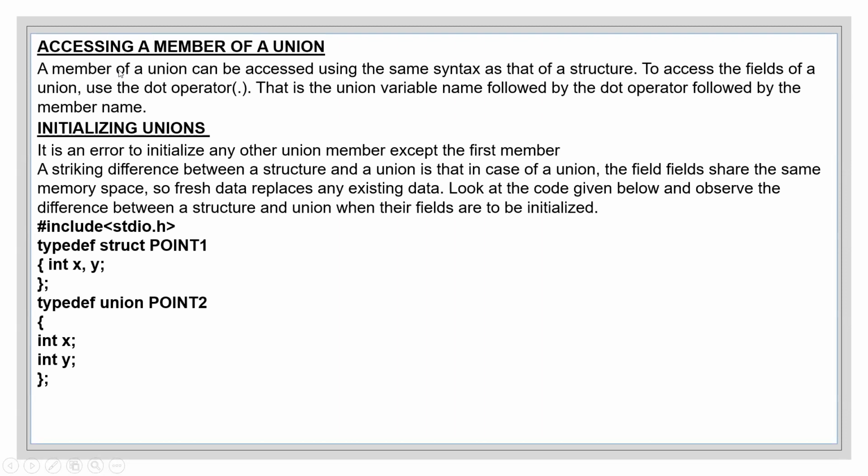Next up, we have accessing a member of a union. How are we accessing a member of a union? A member of a union can be accessed using the same syntax as that of a structure. To access the fields of a union, use the dot operator. This is the union variable name followed by the dot operator followed by the member name. Union keyword, variable name, then dot operator, then member name. Similar things.